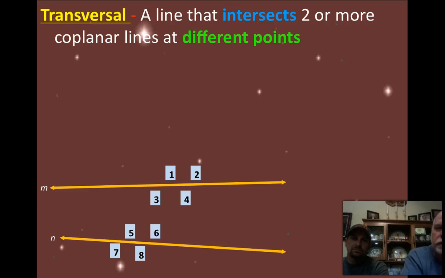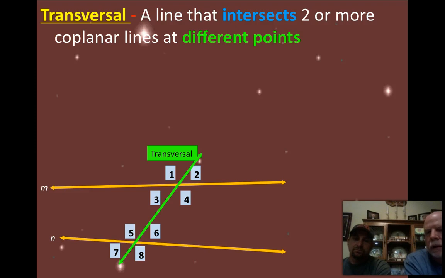And so that transversal has to hit two or more coplanar lines at different points. And that different points is pretty critical. Again, these two lines can't be intersecting each other at the place where the transversal comes across. They have to hit it at two different places. So a transversal is any line that hits two coplanar lines at different points. All right? And so here's a picture of a transversal.